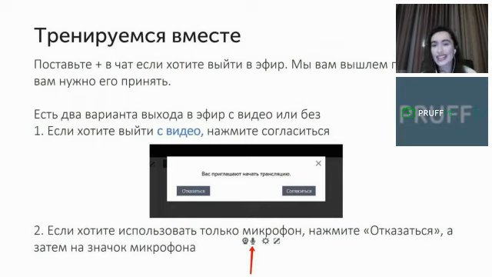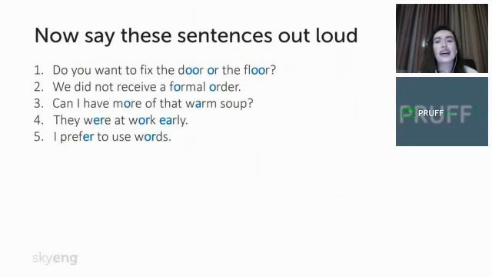Okay, amazing. So let's get this practice together. So the long sound or and the sound, okay? Do you want to fix the door or the floor? Should I repeat? Sure. Do you want to fix the door or the floor?